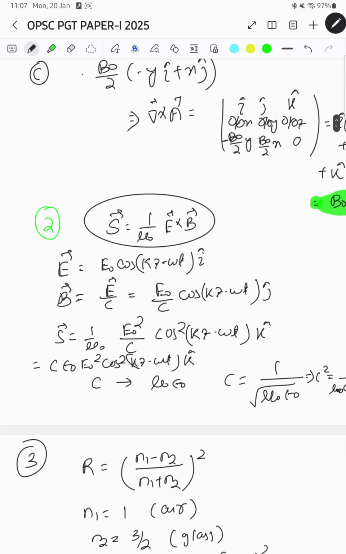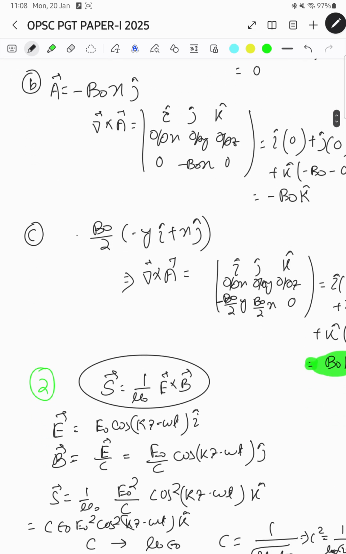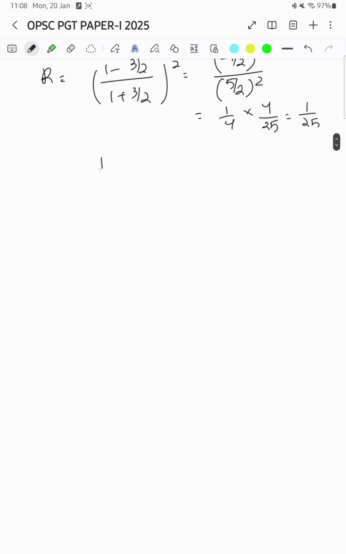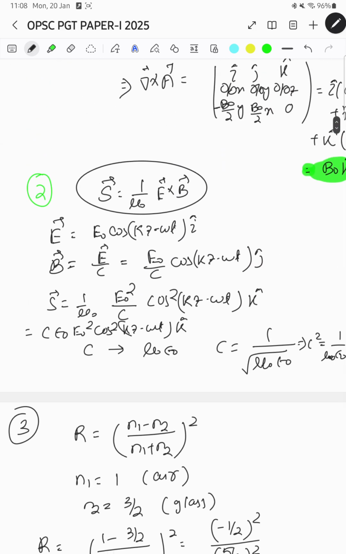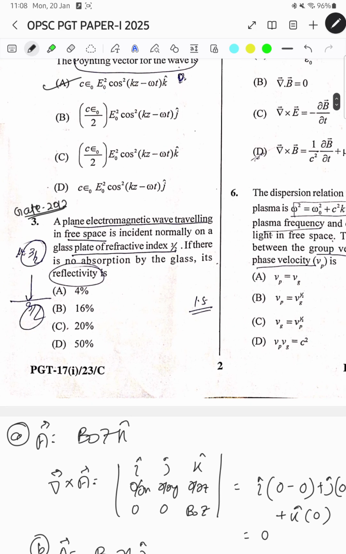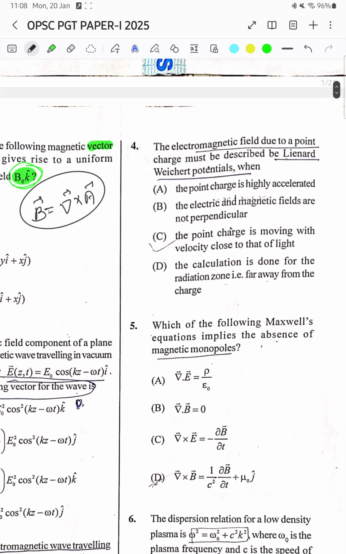We have to give the answer in percentage, so it will be 1 by 25 into 100. So 4% is the correct answer. Okay, how easy it is. So option number A is the correct answer.